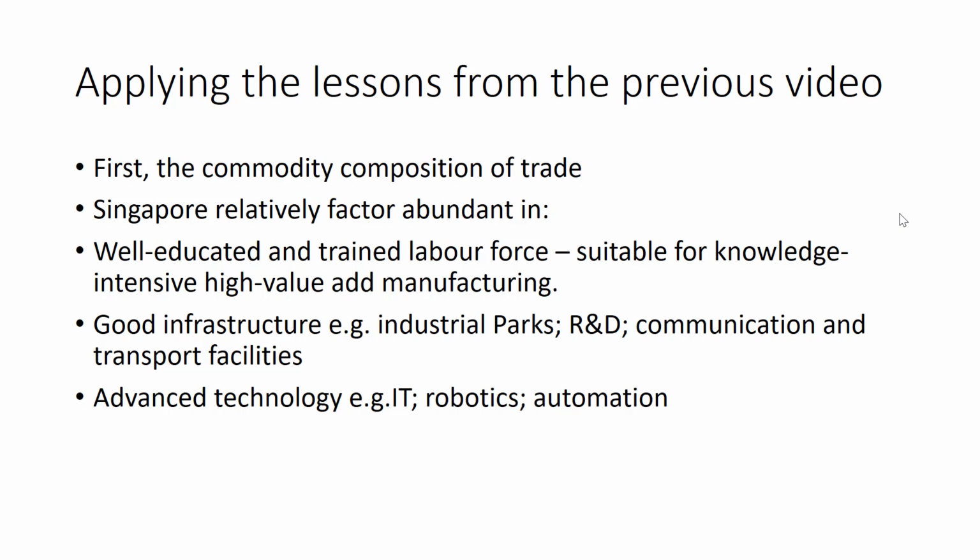Our infrastructure is also pretty good. We have plenty of industrial parks. We have a lot of communication and transport facilities. So we can call ourselves relatively capital abundant. And finally, we are blessed with advanced technology. Because of our skilled workforce, we are able to do things like IT, robotics, and automation quite well. So we are relatively abundant in skilled labor, in technology, as well as relatively capital abundant.